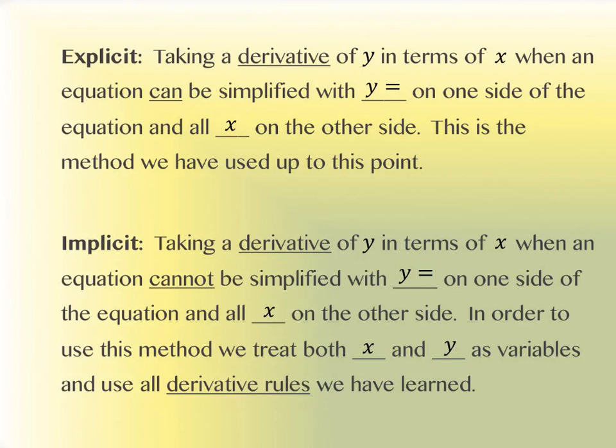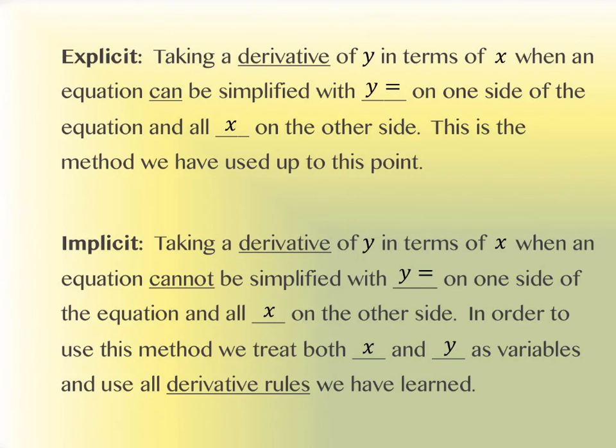So if you have the ability, and in fact all the problems we've done so far have already been given to us in this form, of having it written as y equals, then you're doing explicit differentiation. That's all we've done so far. Sometimes, however, it's either impractical, not helpful, not easy, or maybe even impossible to write it as y equals. In that case, we're able to do something called implicit differentiation.